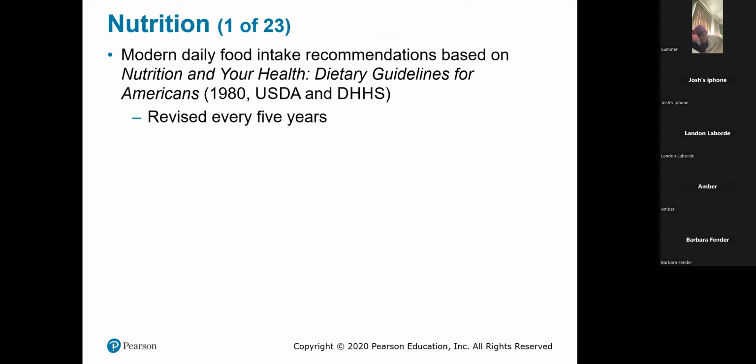So let's talk now about nutrition. So modern daily food intake recommendations based on nutrition and your health. Dietary Guidelines for Americans of 1980. This was put out by the USDA and DHHS. These have revised or are revised every 5 years.